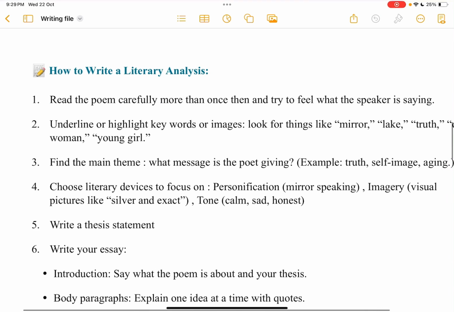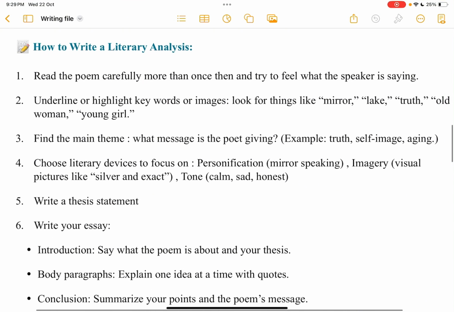Okay, now how to write a literary analysis. We have 6 tips. So easy. The first one, you will read the poem carefully more than once, and then you will try to feel the speaker and what she's saying.